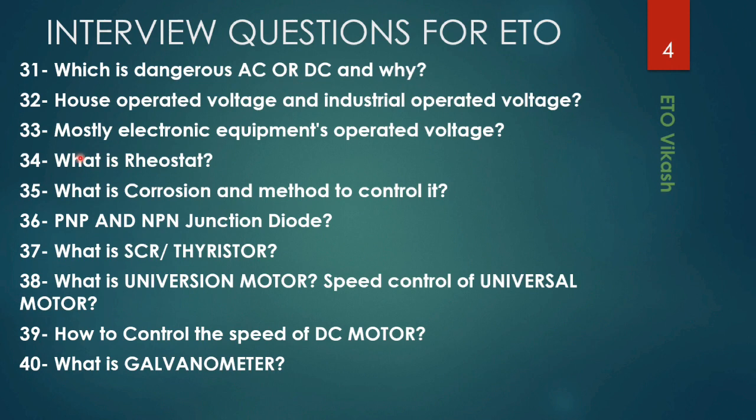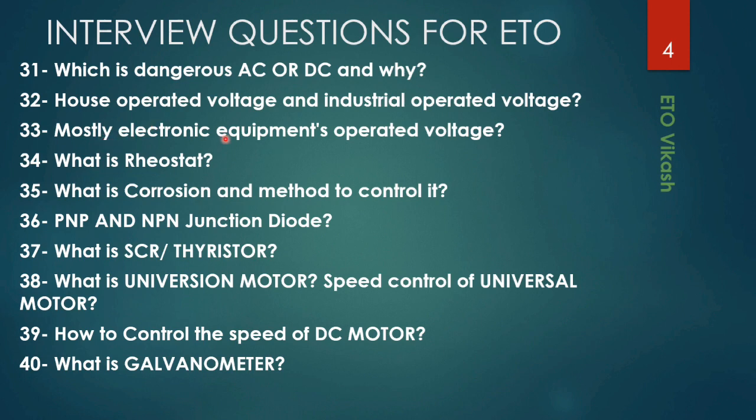House operated voltage and industry operated voltage. House operated voltage is what you see in your home, 220 to 230 volts, and in industry it is 440 volts and more. Mostly electronic equipment operated voltage is like 1.5 to a maximum of 24 volts.